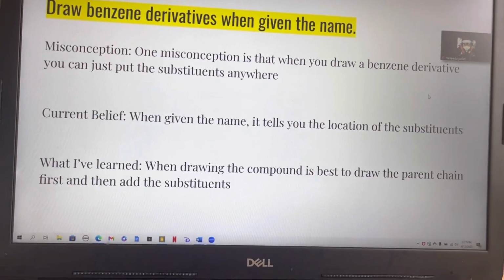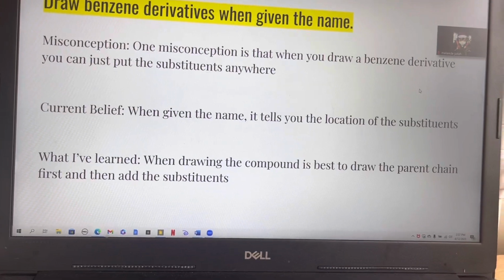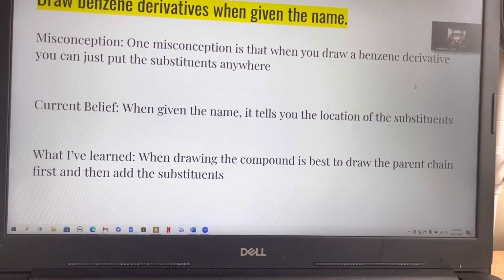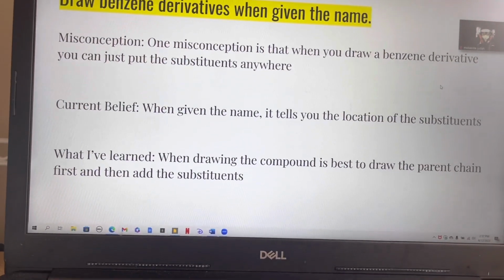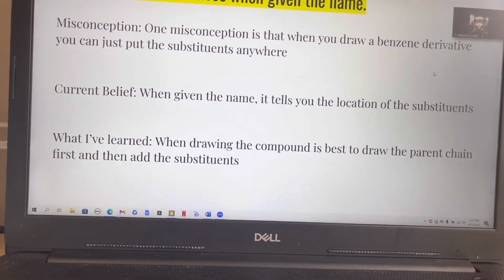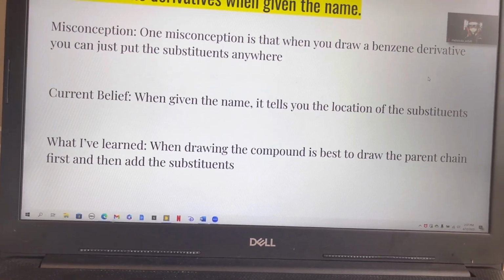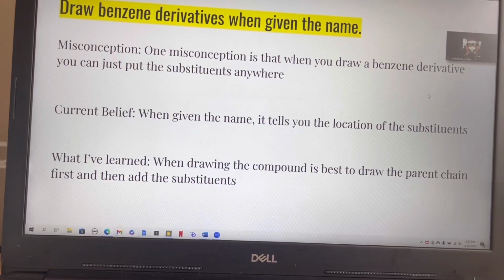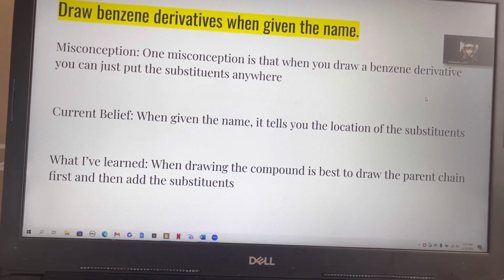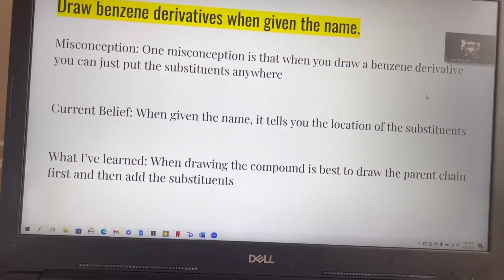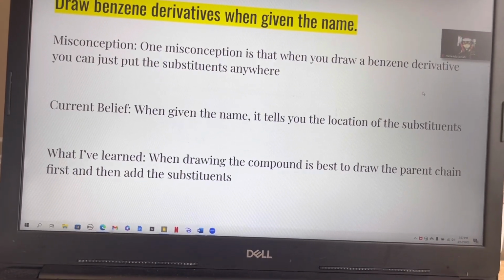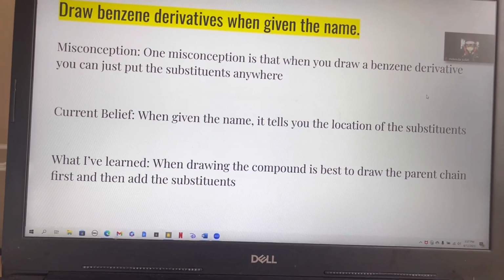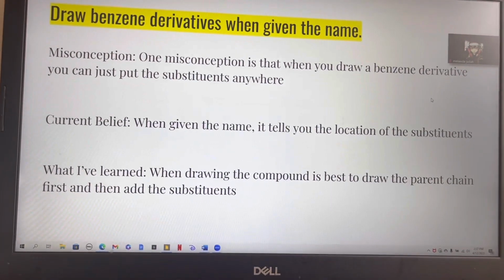Draw benzene derivatives when given the name. One misconception is that when you draw a benzene derivative, you can just put the substituent anywhere. Current belief: when given the name, it tells you the location of the substituents. What I've learned: when drawing the compound, it is best to draw the parent chain first and then add the substituents.